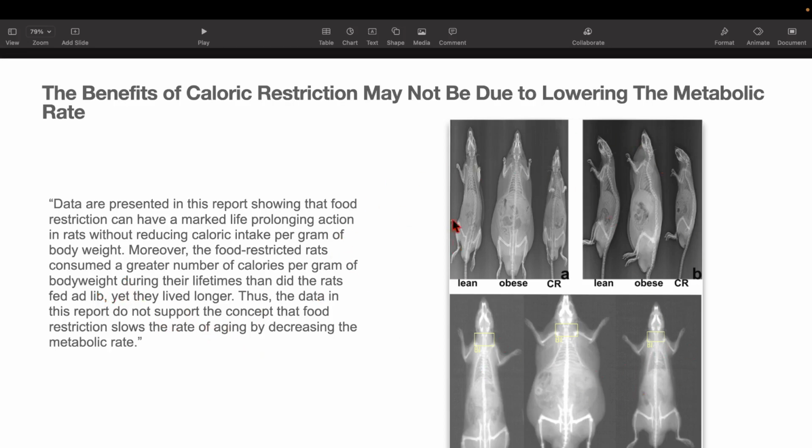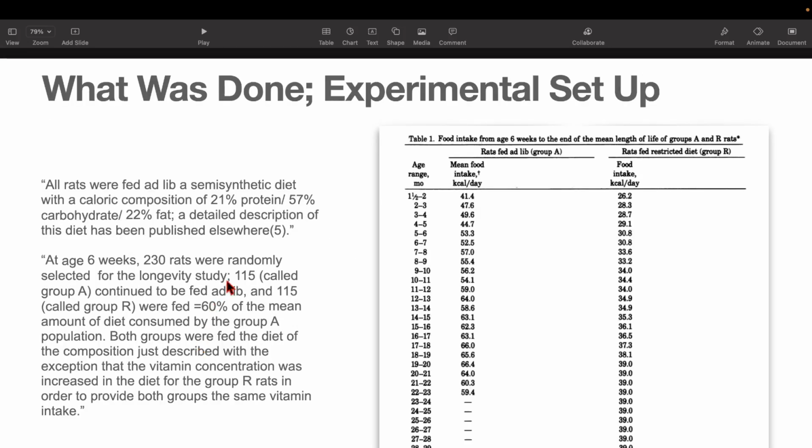Now, this image isn't necessarily from this same study. There will be references on the back end, but you can see the differences in body mass between a normal lean mouse, an obese mouse, and a calorically restricted mouse. I thought the pictures were just interesting and loosely relevant to what we're talking about here. This current study didn't have many images available for adding to the presentation. So what exactly did they do in this experiment? How did they determine this?